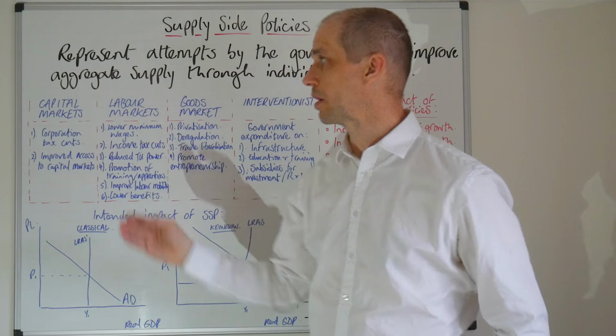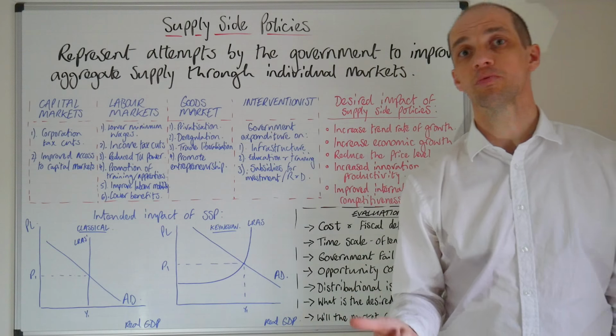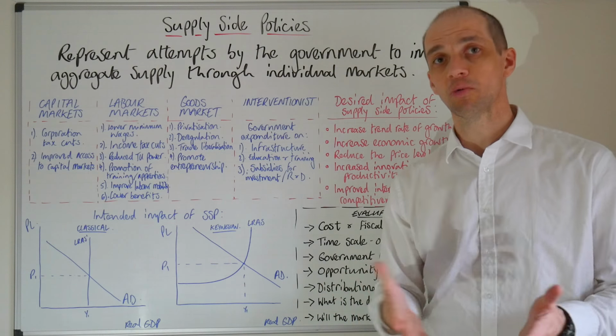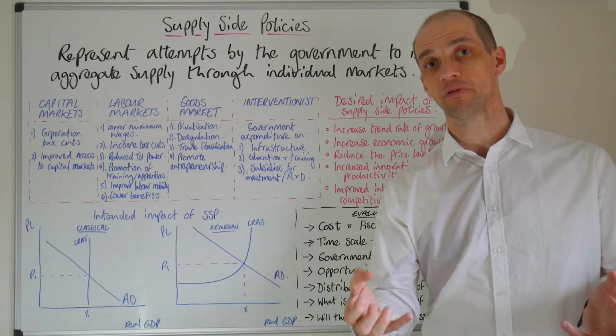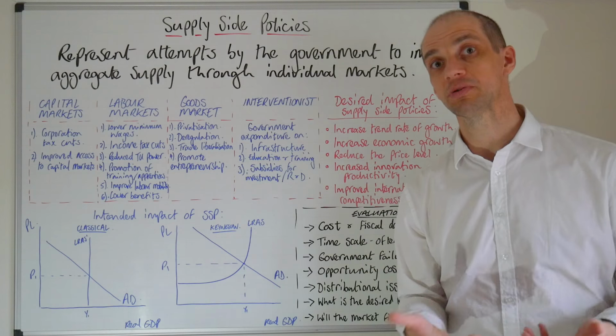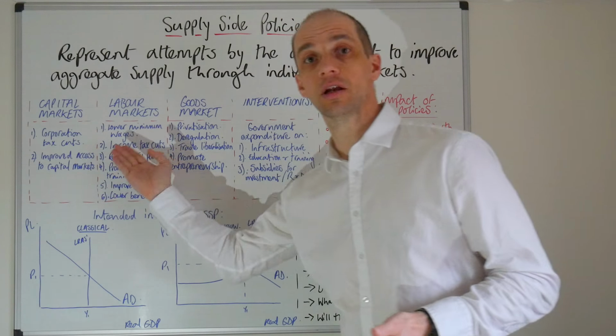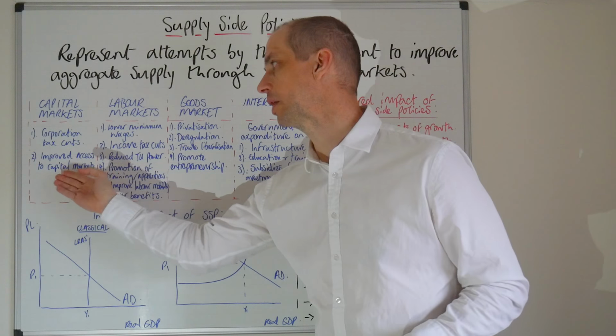Okay, so let's have a little run through some of the examples I've put down here. Firstly, we've got corporation tax cuts. Corporation tax cuts obviously enable firms to actually retain more of their profits, and that gives them more opportunity to undertake investment if they so wish. And that can help to boost productivity in the longer term.